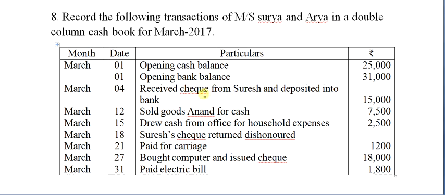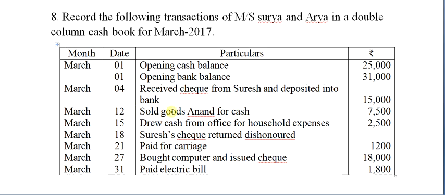In the last problem we found the same point, but the deposit was not made on the same day, so we considered that as a cash transaction. But here the check has been received and deposited on the same day, so it increases the bank balance, a debit balance. Directly you can consider 15,000 in the bank column.